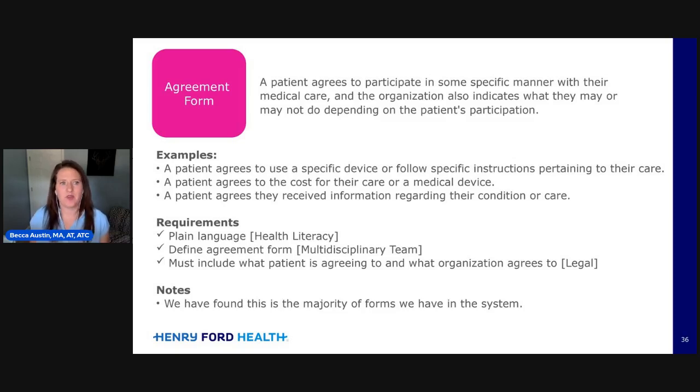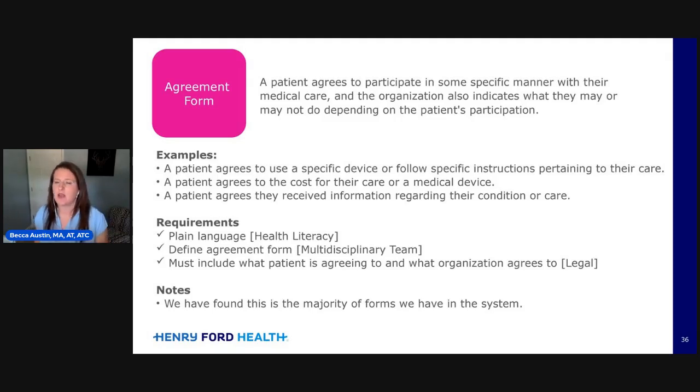So, agreement form. This is another type of form you may see in your organization, and I'll jump really quickly to the bottom, but we have found in our organization that this is the majority of forms that we have in the system. So we have our large surgical medical diagnostic procedure form that people can go in and fill out, and that stays how it is.